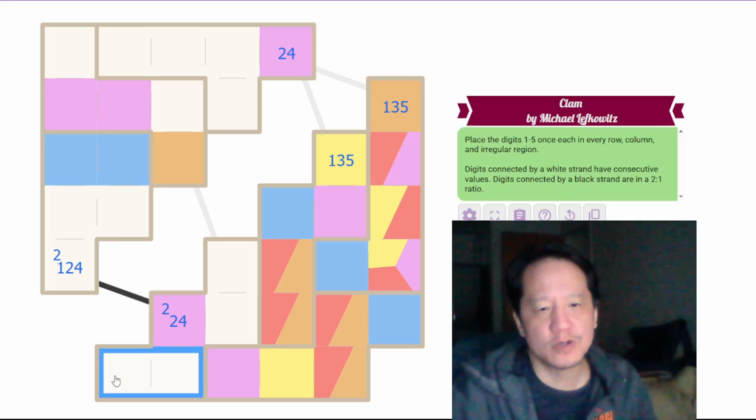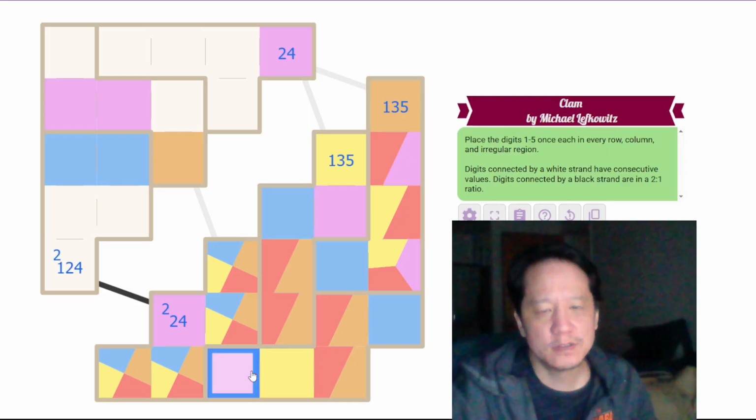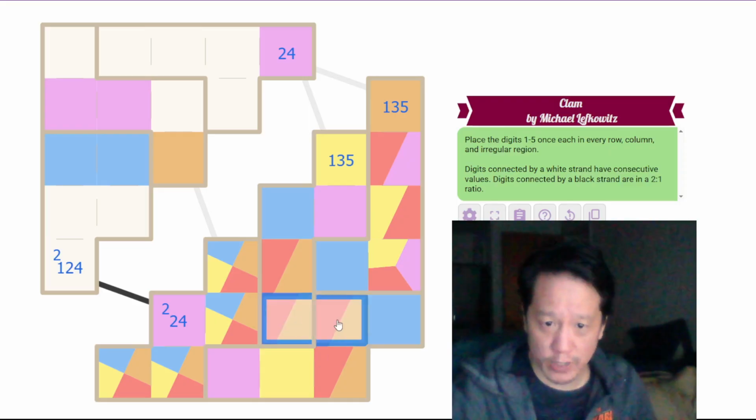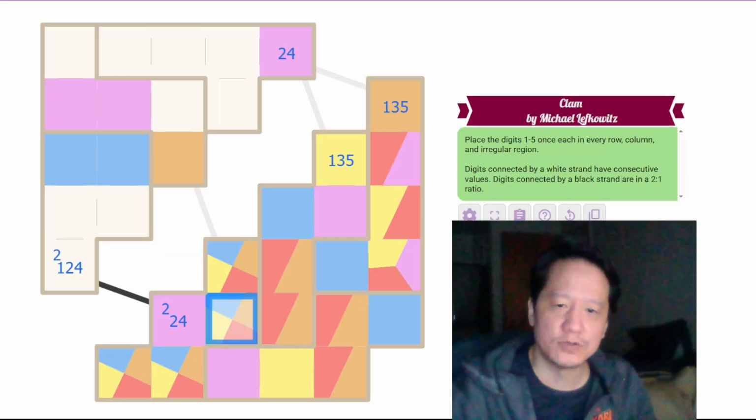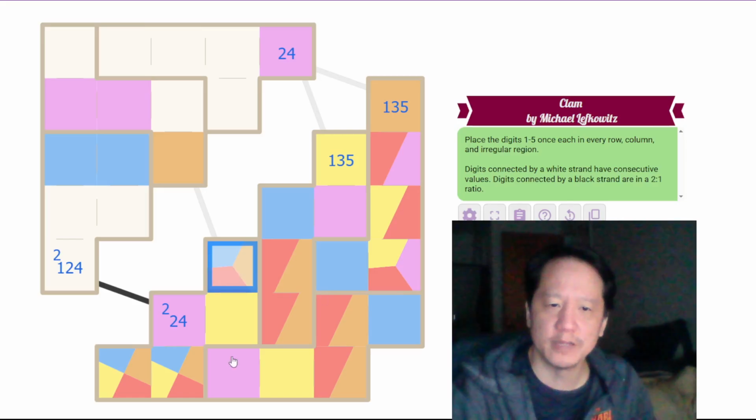Yellow, one of these is blue. We don't know which. So this can be red, yellow, blue, or orange. This is orange-red as a pair, which eliminates orange and red in the rest of the row. This can't be blue, it's yellow, so that eliminates yellow from the rest of the region.